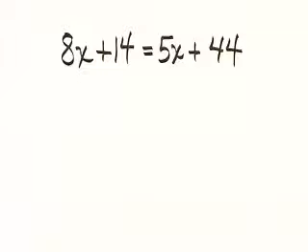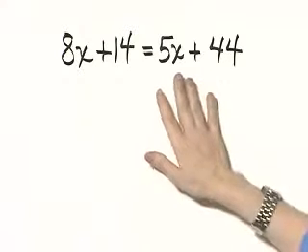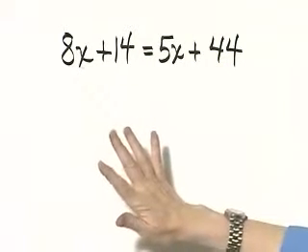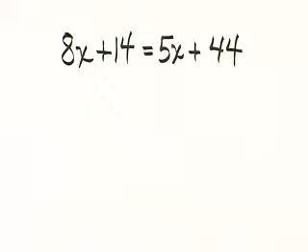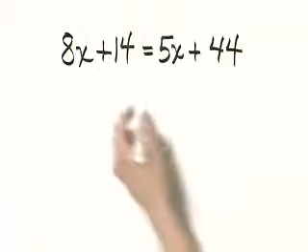Let's solve this equation for x. So remember your steps. Are there any fractions? The answer is no. Are there any parentheses? The answer is no. So let's use the addition property of equality and make it so we have variable terms on one side of the equation and constants on the other side. To do that, I'll begin by subtracting 5x from both sides.